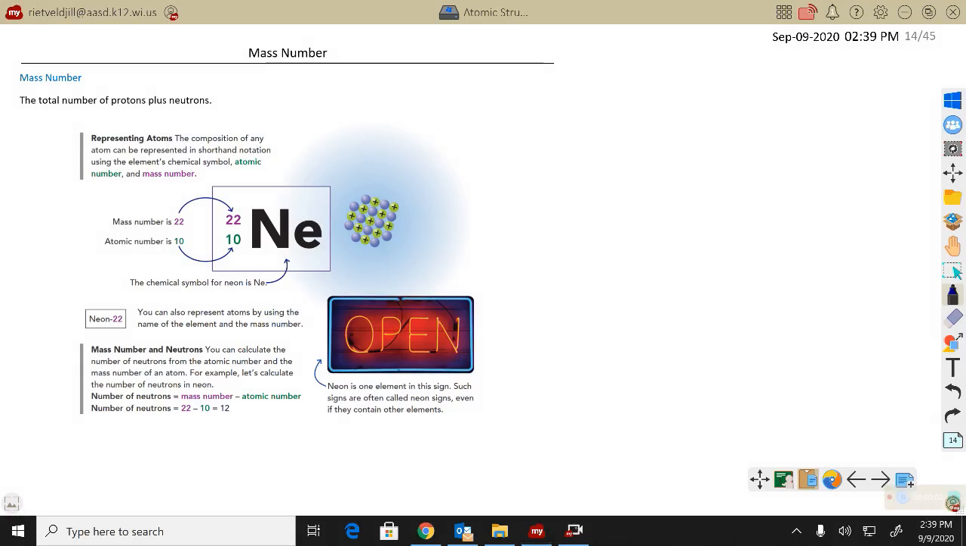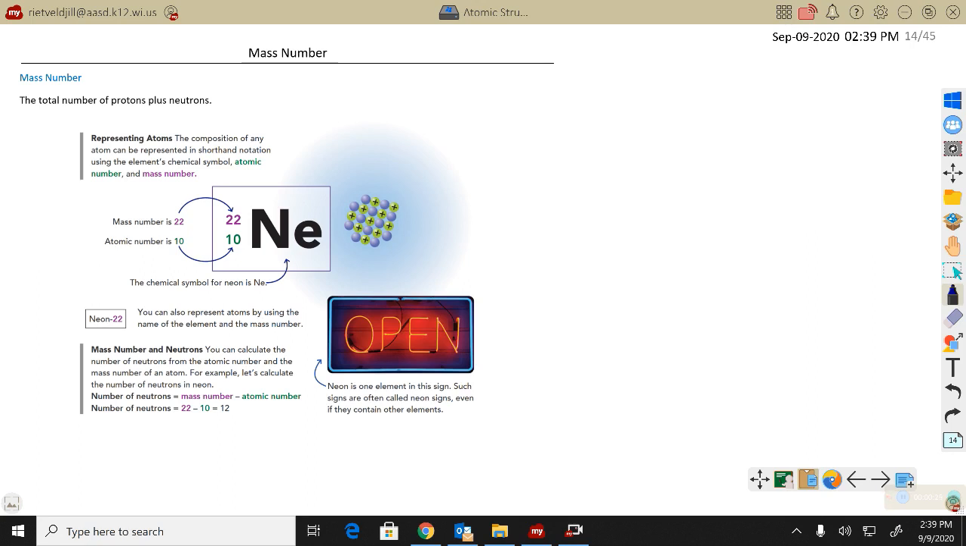Okay, so we know about protons, neutrons, electrons. We know that atoms are electronically neutral, so there's always the same number of protons and electrons. And then that kind of brings us back to the mass and those neutrons a little bit. And so this mass number is a combination of the number of protons and the number of neutrons.